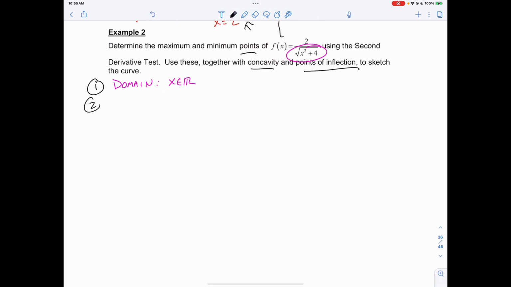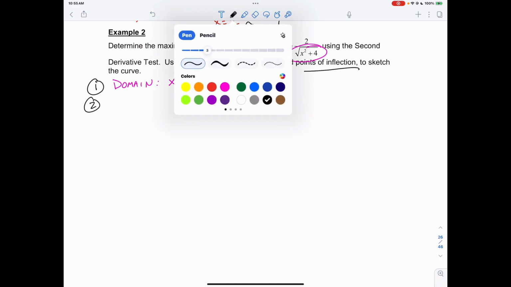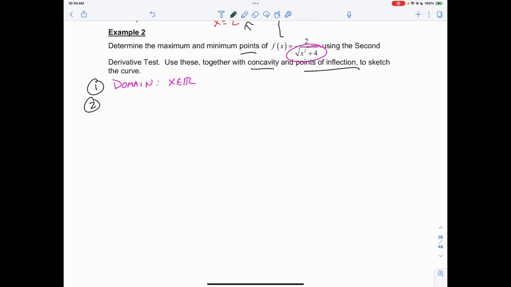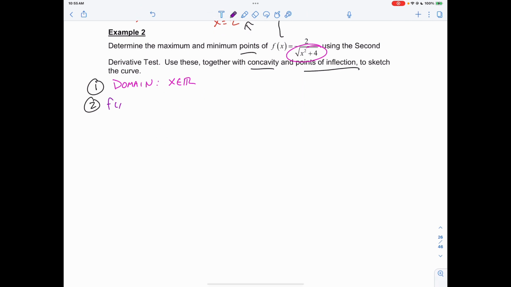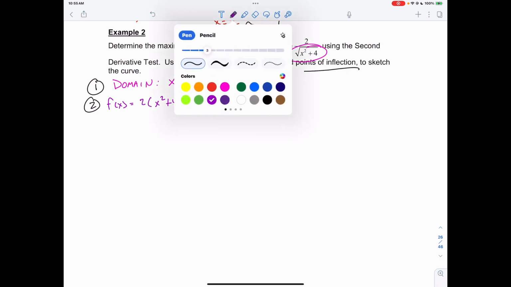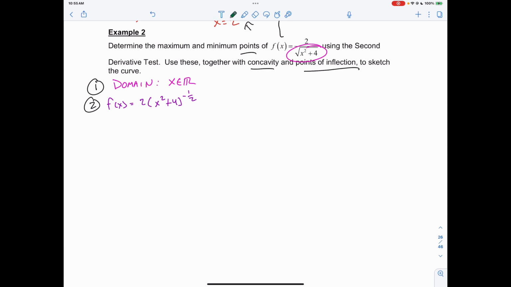For step 2, we're going to take the first derivative. So if f prime of x is equal to, well, hang on a second. Let's make this a little bit easier on ourselves. I'm going to rewrite that f of x. F of x is equal to 2 times x squared plus 4 to the negative 1/2. And now I'm going to derive that, just using the chain rule.